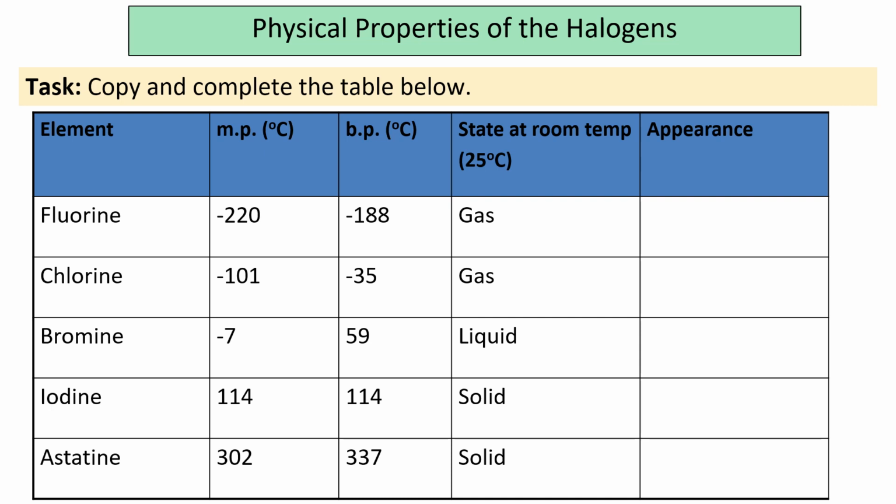On the next slide, you will see 3 images. Have a go at describing the appearance of the 3 halogens based on those pictures.